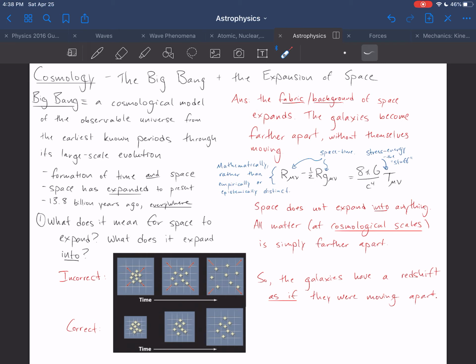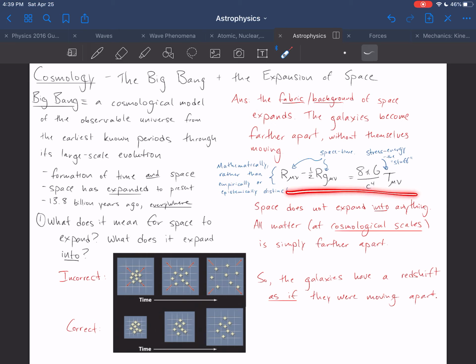What does it mean for space to expand? What does it expand into? This is a common question, and a little bit challenging. What we say is that the fabric or background of space expands, so the galaxies become farther apart without themselves moving. Now, from our perspective, we can't directly tell the difference between a galaxy moving away from us and there being more space in between us. They look the same directly. But mathematically, we actually have a very clear distinction between the two.